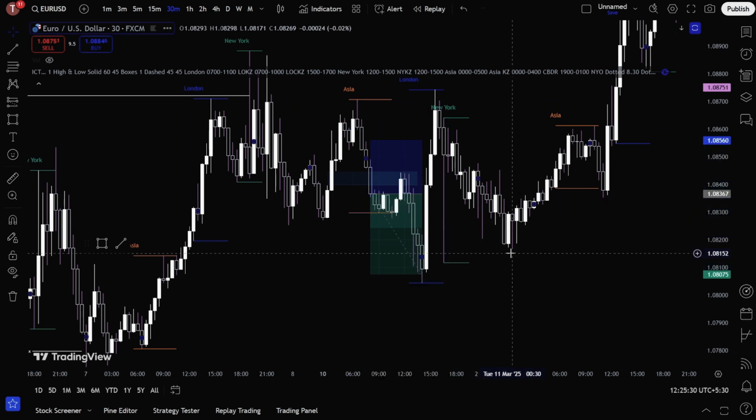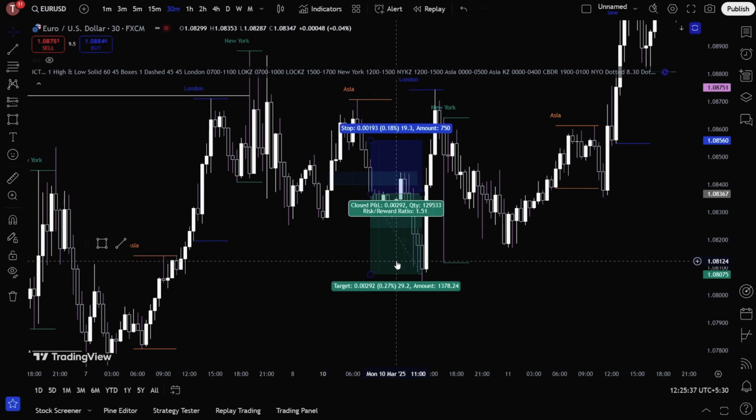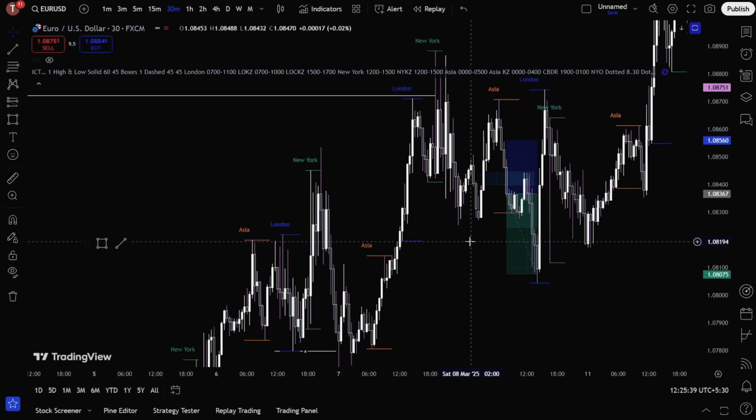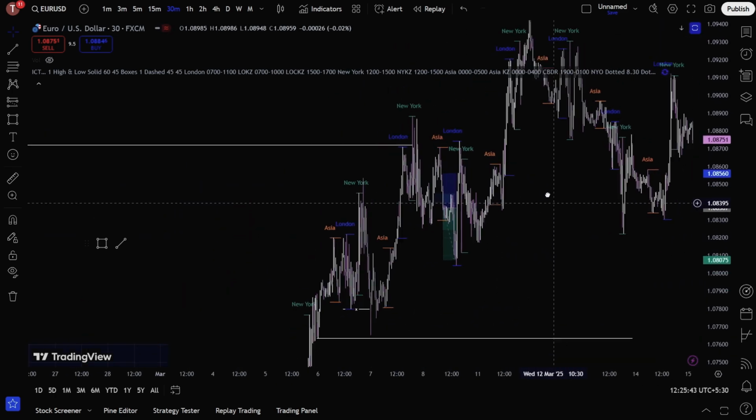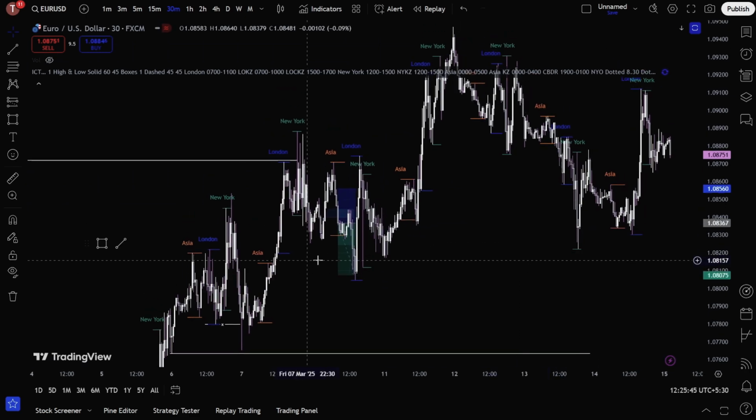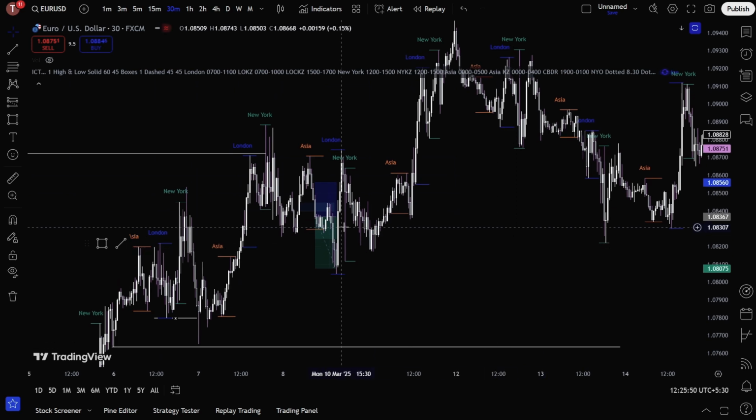Okay. So this was the trade I had taken. This was the first trade, and it was on Monday itself. So what happened after that? The price started to show resistance behavior.